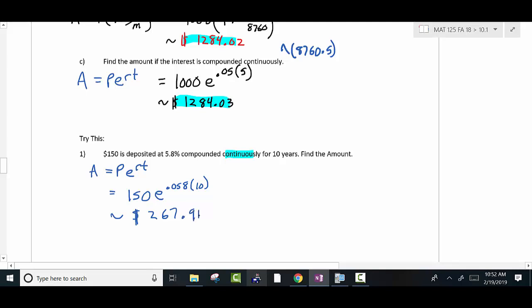$267.91. So anytime the problem says continuous compound interest, that's the formula you use. Okay? You just got to know that, all right? And then the E key, you got to know where that is and everything. Everybody okay with what we did there? Okay. All right, very good.